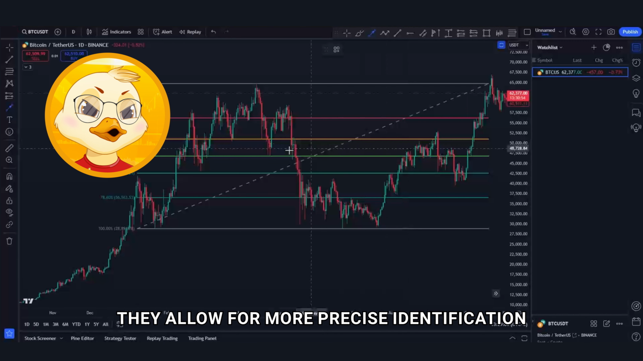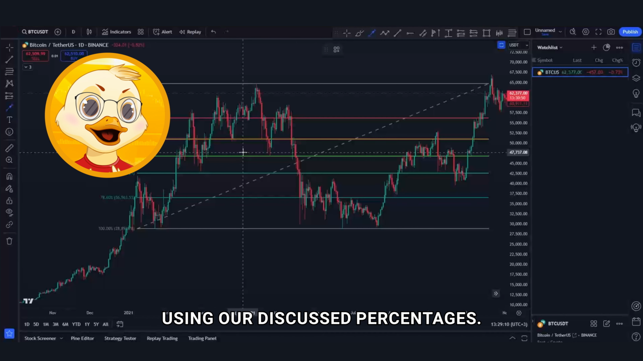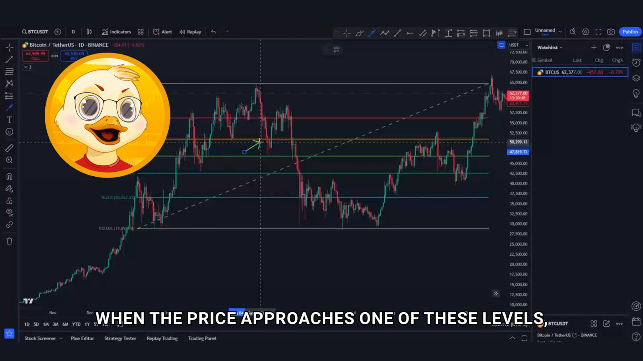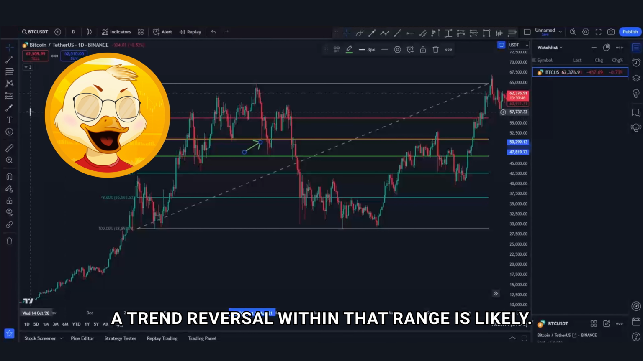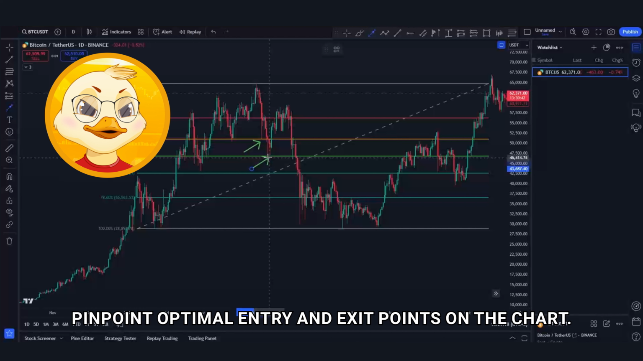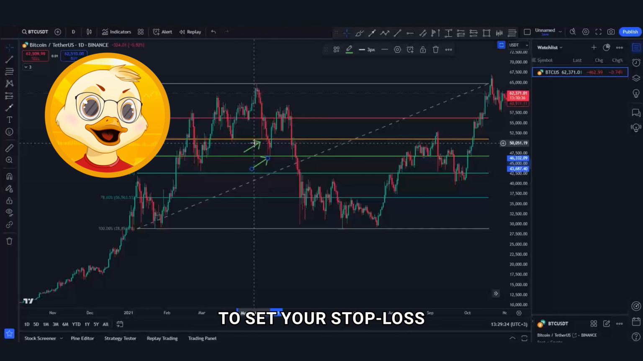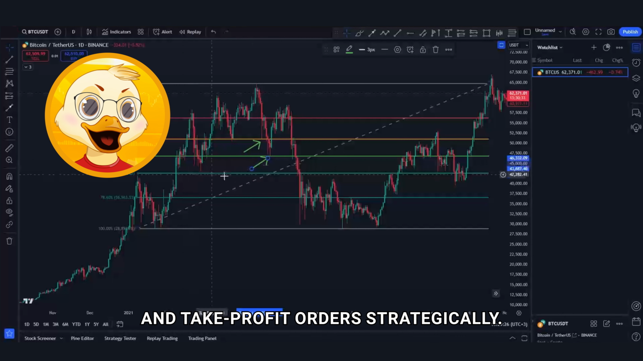They allow for more precise identification of support and resistance zones using our discussed percentages. When the price approaches one of these levels, a trend reversal within that range is likely. This precision helps you pinpoint optimal entry and exit points on the chart. Additionally, you can use these levels to set your stop loss and take profit orders strategically.